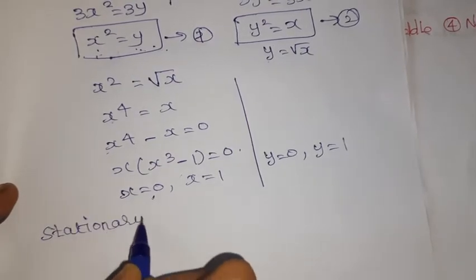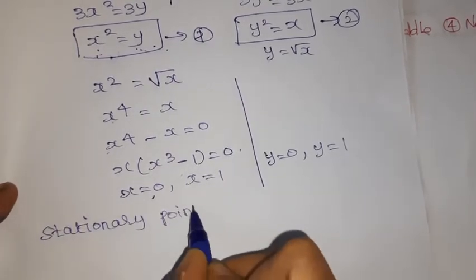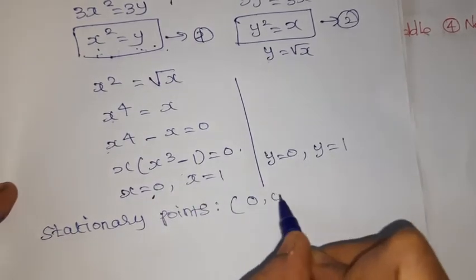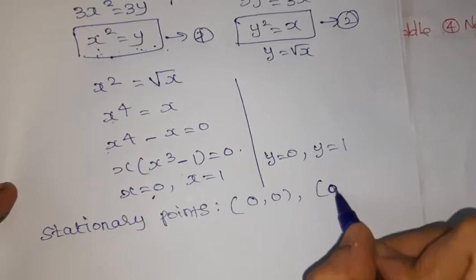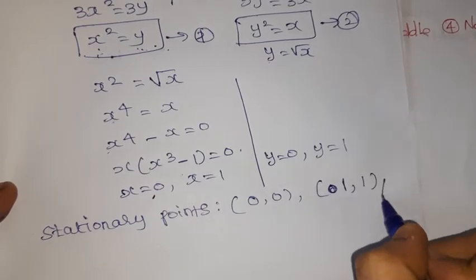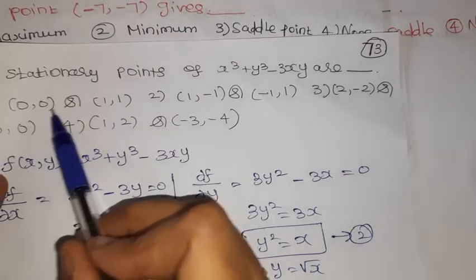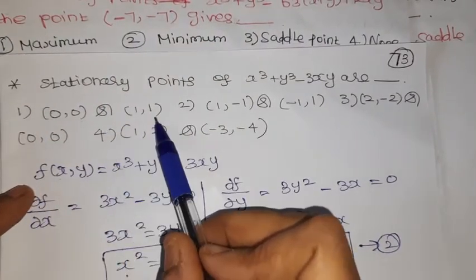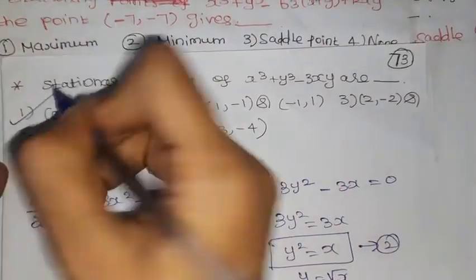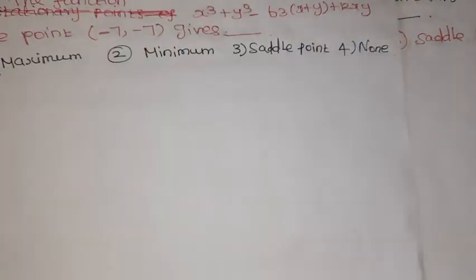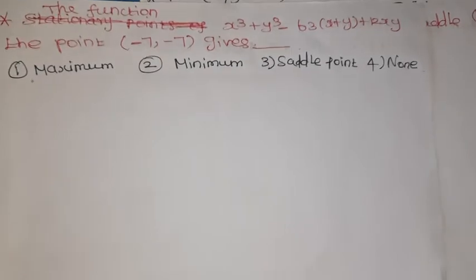So the stationary points, x and y, are 0 comma 0 and 1 comma 1. This is the stationary points, which means 0 comma 0 and 1 comma 1. Option 1 is the right option for this problem. Okay, we will solve a few more problems of this type.